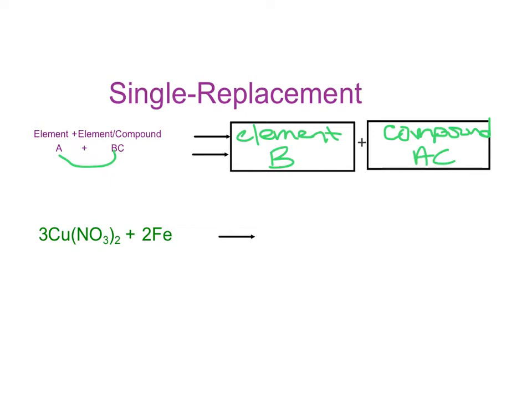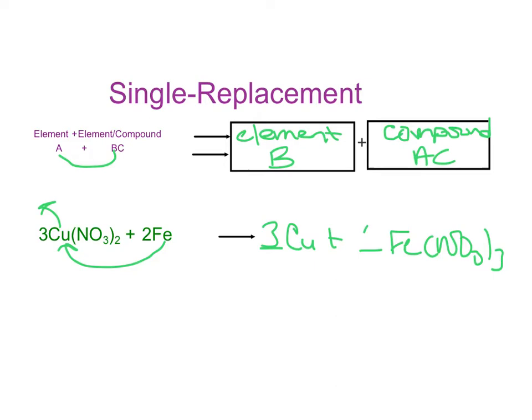So if we had the compound of copper 2 nitrate and iron, iron is going to then try to replace the metal copper and replace that guy out. So then you end up with copper by itself, and you end up with a compound of iron and nitrate. Then we're going to have to balance this guy out by putting a 3 in front of our copper and our 2 in front of our iron 3 nitrate.